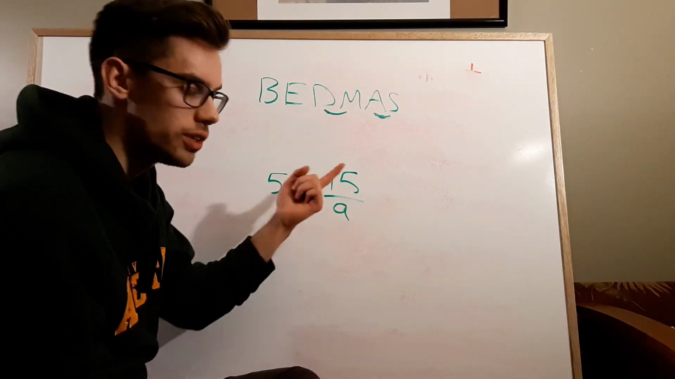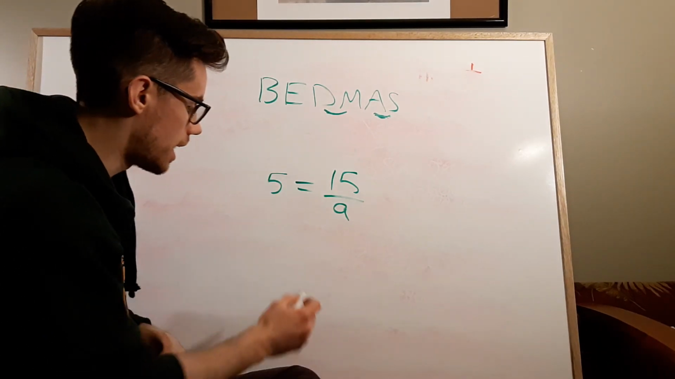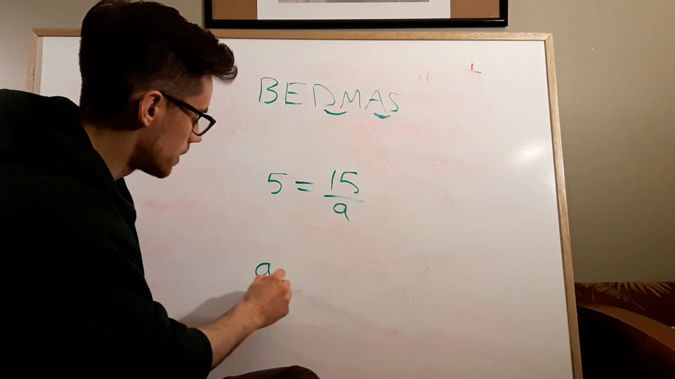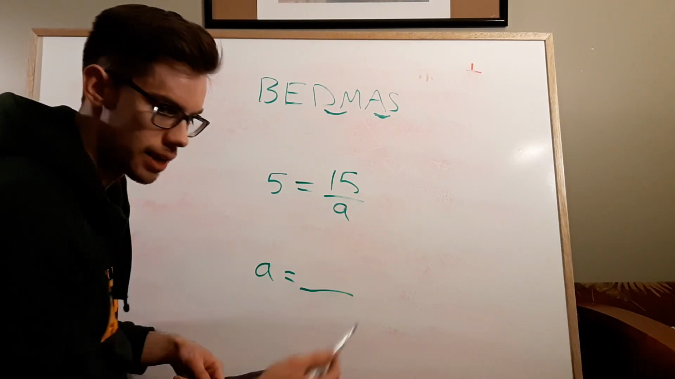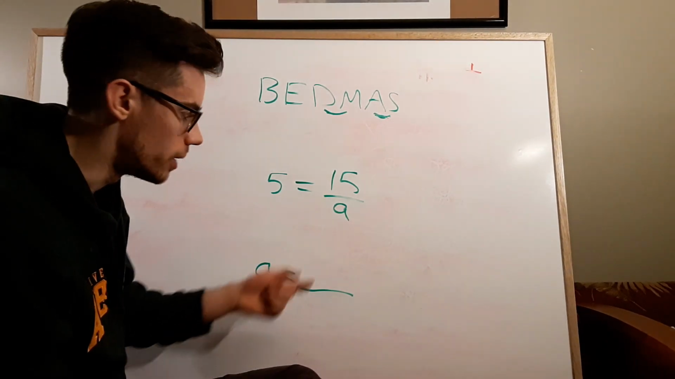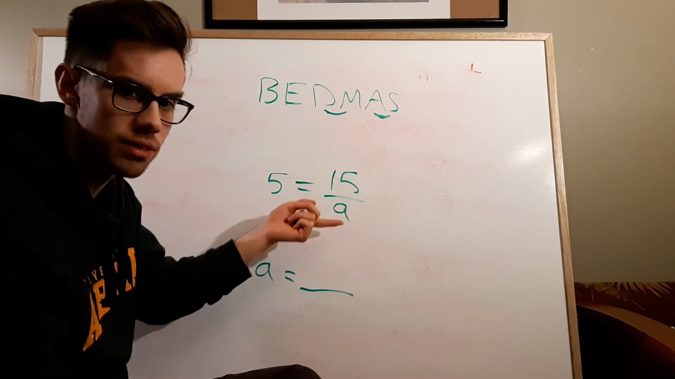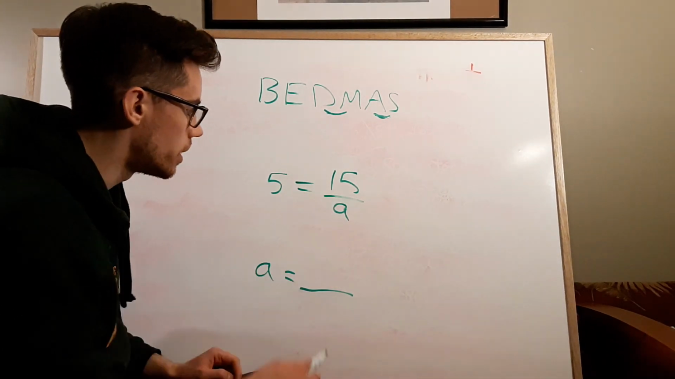So we can also have division in an equation, and the same game is played. We still want to get a equals something, but this one's a little harder. How do I get a all by itself when a is being divided? How do I get a all by itself? What can I do to this equation?